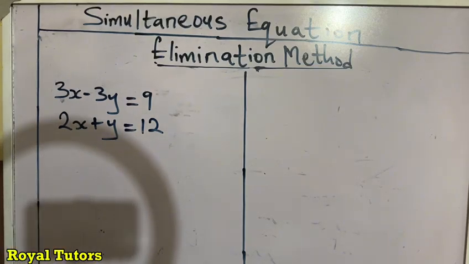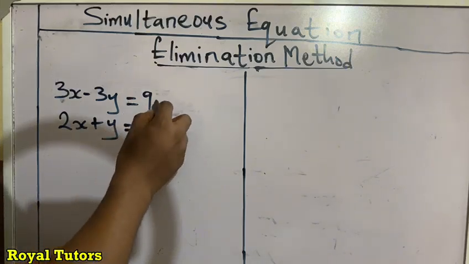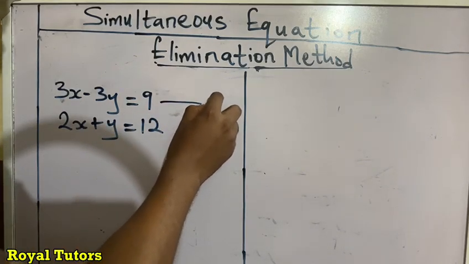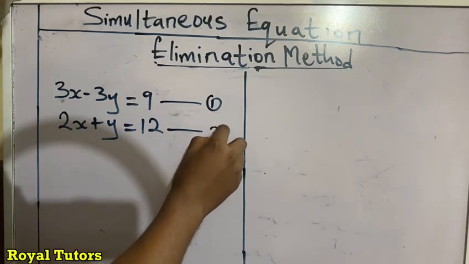We have 3x minus 3y equals 9 and 2x plus y equals 12. So the first thing I always advise my learners to do is that you should label this equation 1, while the second one is equation 2.